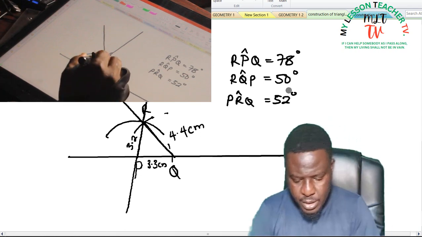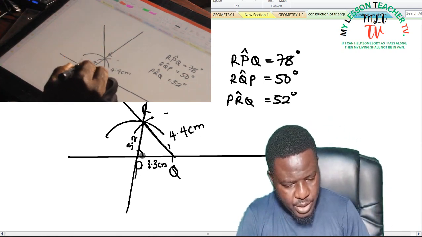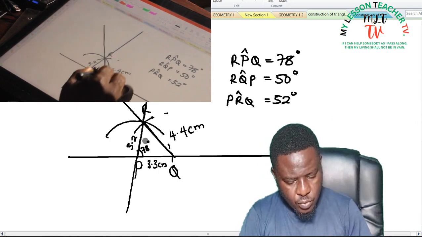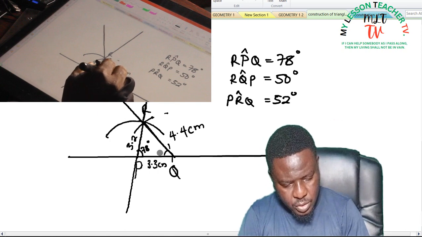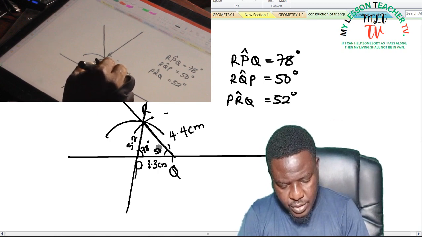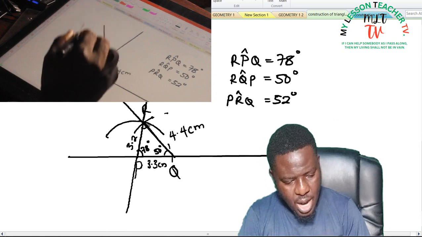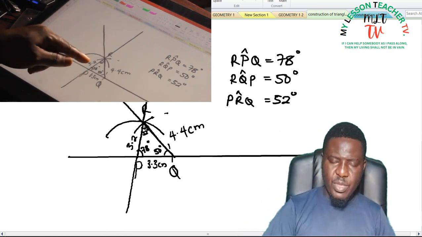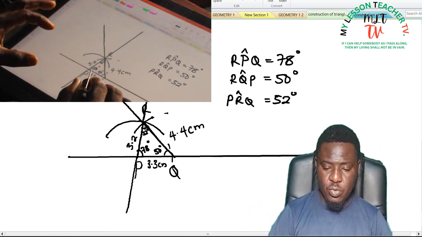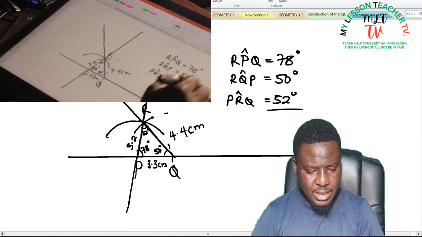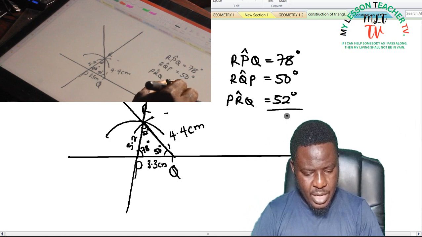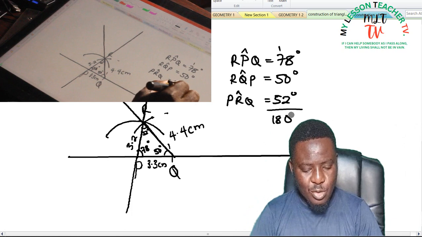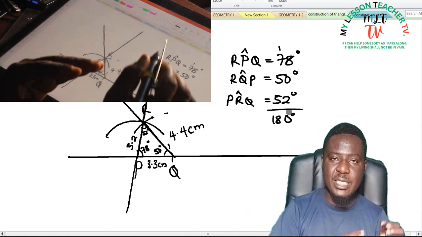Now, therefore means that this angle, which is angle P, gives me 78 degrees. Angle Q is said to be 50 degrees and angle R is said to be 52 degrees. Now, if you sum up the angles in that triangle, they ought to give you 180. Let's see. This is 10, write down 0 and carry 1. This is 10, this is 18. Wow. So I got 180 degrees.